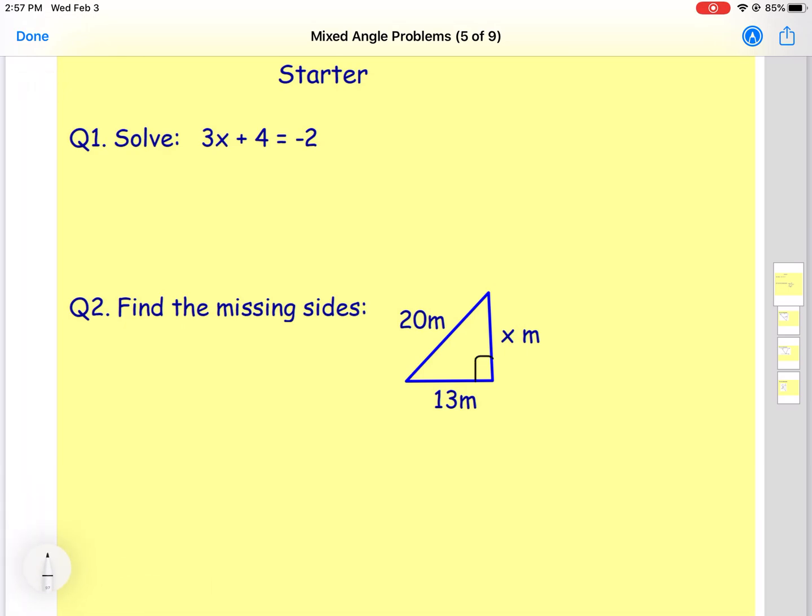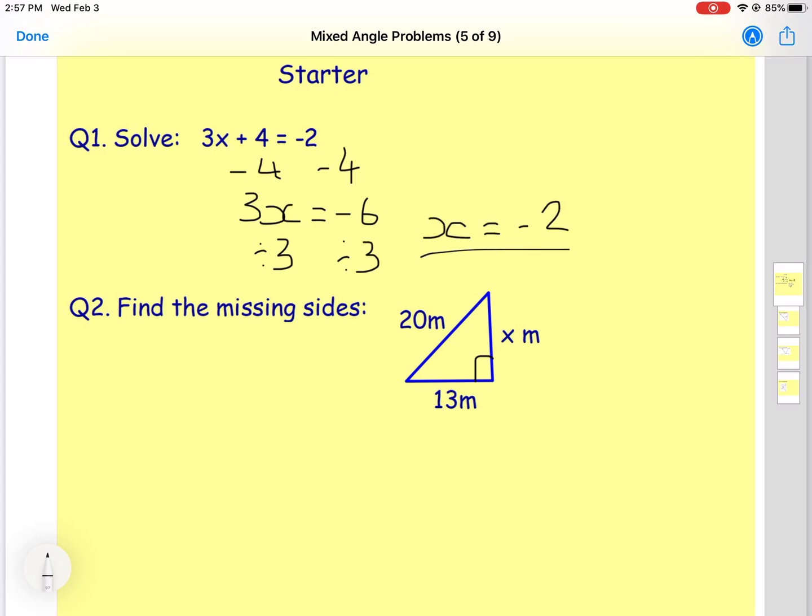So, question 1 here, we would like to solve the equation. We have to start by taking away 4 from both sides, leaving 3x equals -6. Divide both sides then by 3, and we are left with x equals -2.